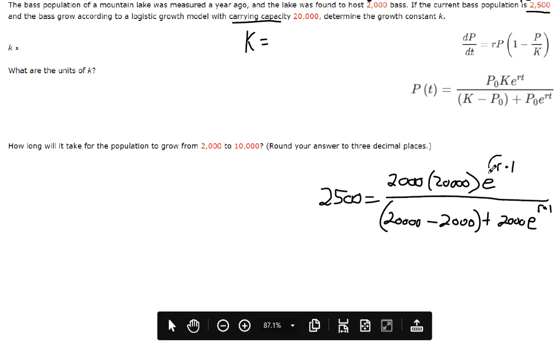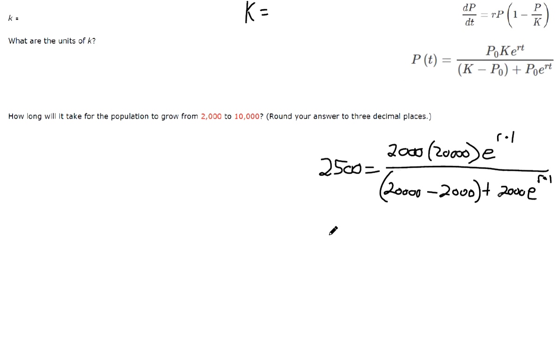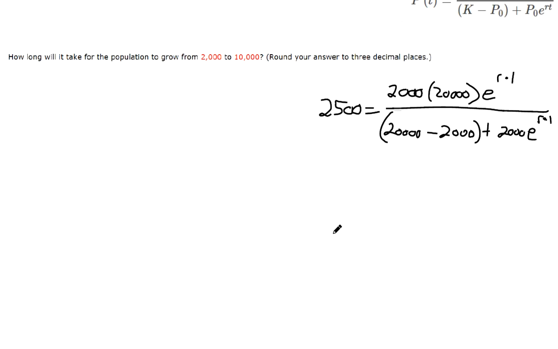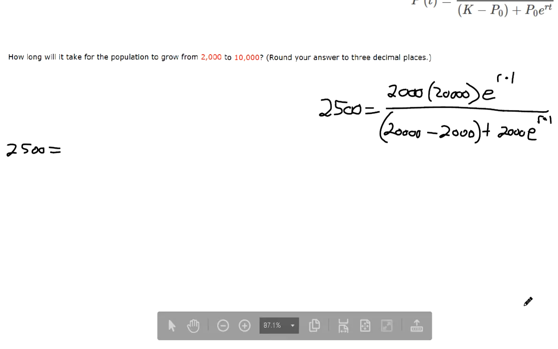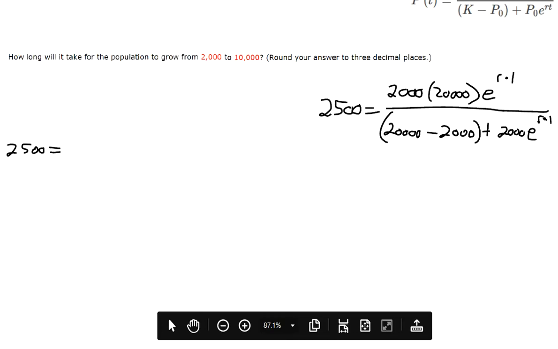If we solve for R, that's like solving for their lowercase k. So it's just kind of a messy algebra thing to unravel here. We can do some simplifying too before we go too far. Here's the left side. Got 2,000 times 20,000. So we got 40 million.